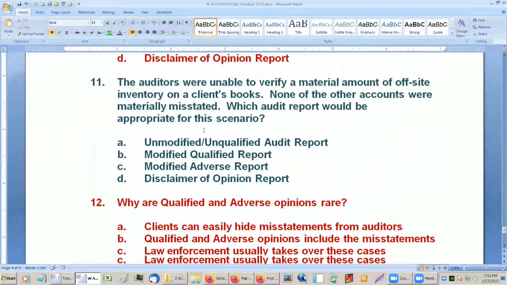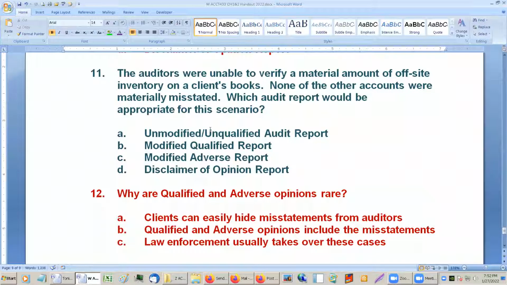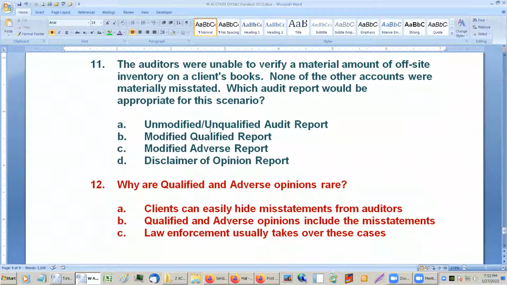Auditors were unable to verify a material amount of offsite inventory in the client's books. None of the other accounts were materially misstated. Which audit report would be appropriate in this scenario? I'll give you a hint. There's 2. B and D. Yes and yes.